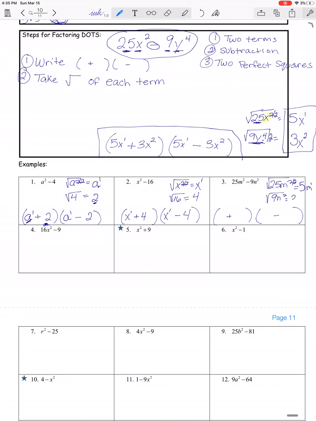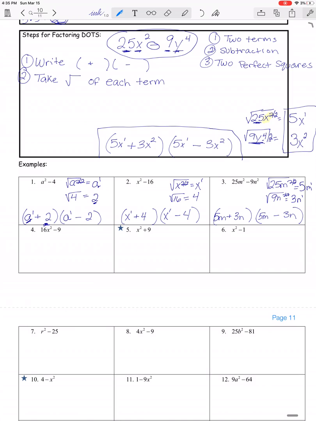Square root of 9 is 3. N to the second, so I divide by 2, and I get n to the first. So I end up with 5m plus 3n, 5m minus 3n.